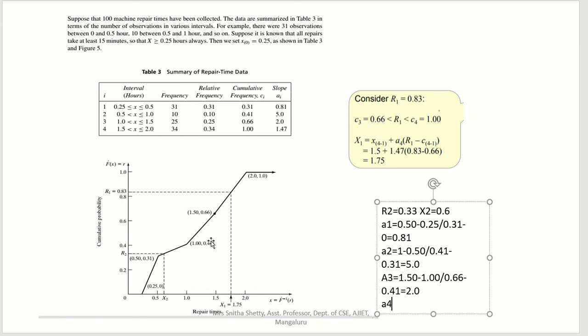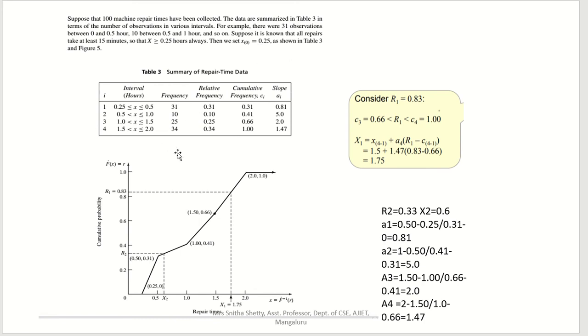And finally a4. This is slope 1, slope 2, slope 3 and slope 4. For slope 4, it is 2 minus 1.50 divided by 1.0 minus 0.66. So you will get the answer as 1.47. Okay, so this is how we are generating the slope ai. Hope it is clear. So this range is clear, right? So the input is 0.25.